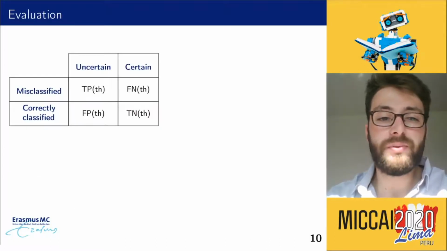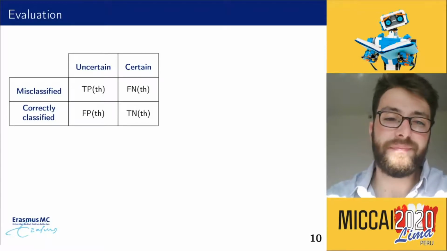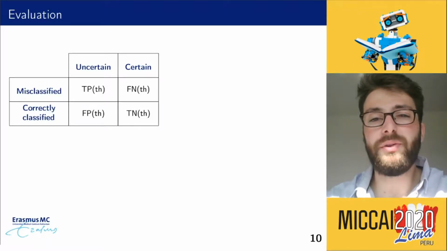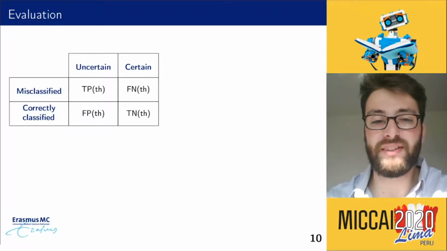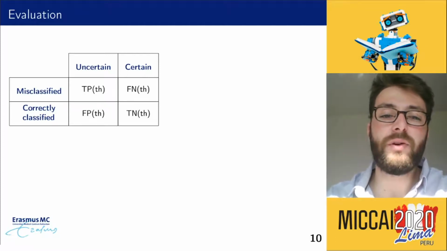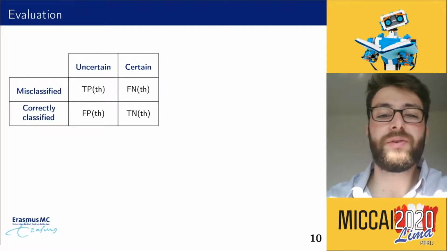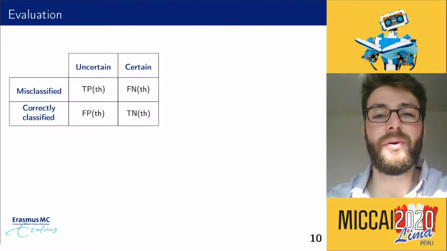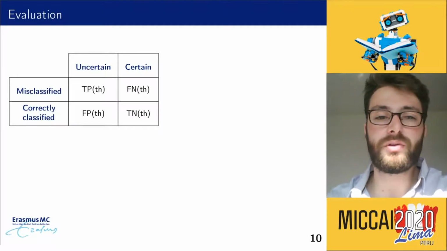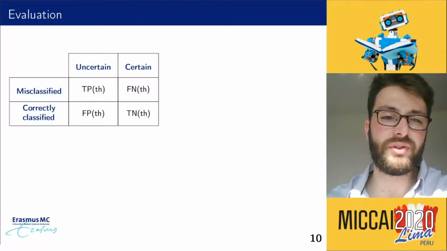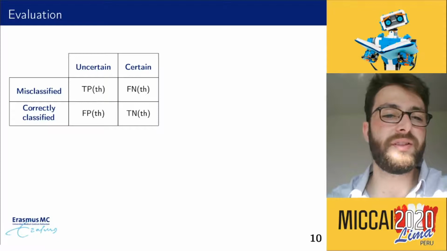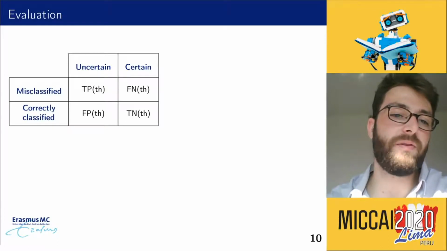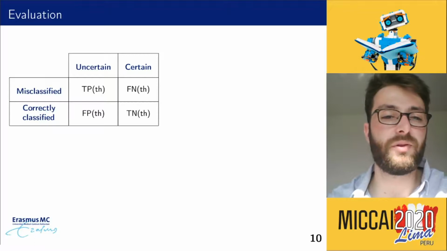So, to answer this question, we are going to define a new way of seeing true positive, false negative, false positive, and true negative for uncertainty. For a given value of threshold, once we threshold the uncertainty map at a value of th, every voxel can be defined as uncertain or certain. In the same way, with the misclassification map, we have misclassified voxels and correctly classified voxels.